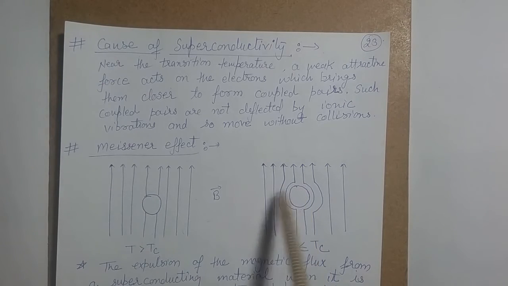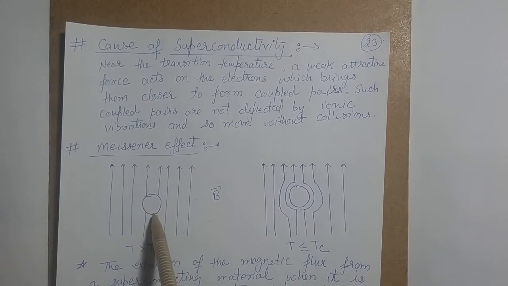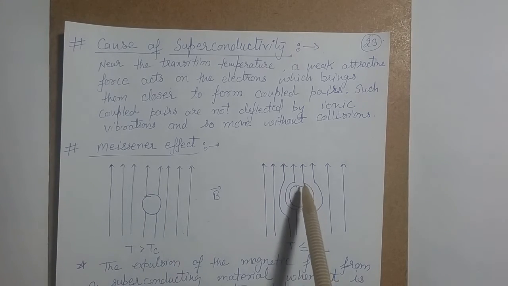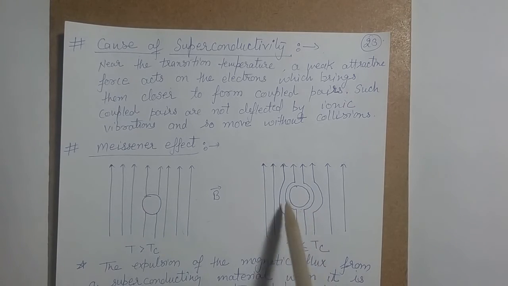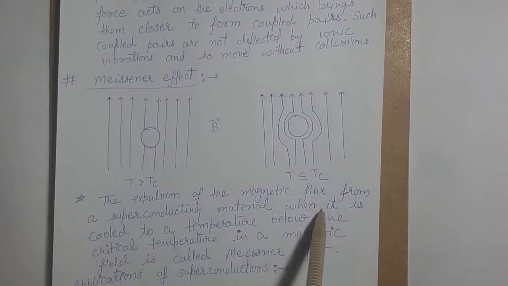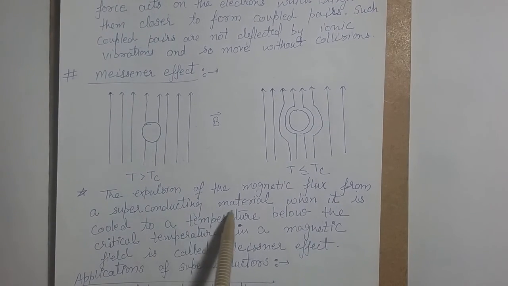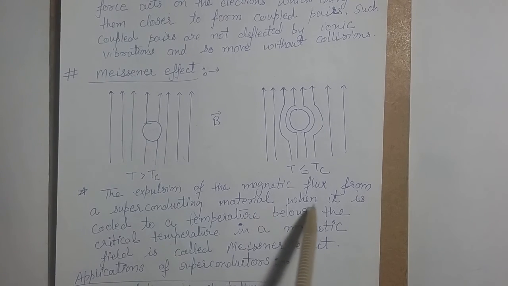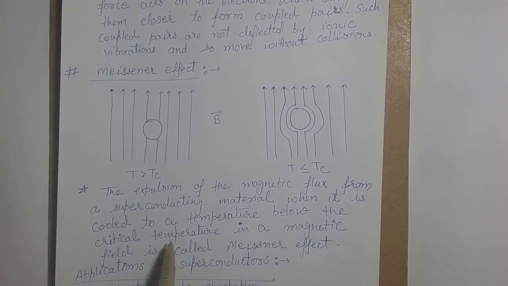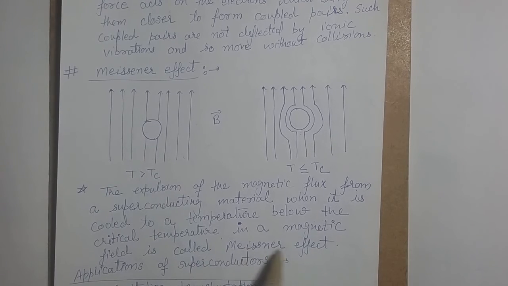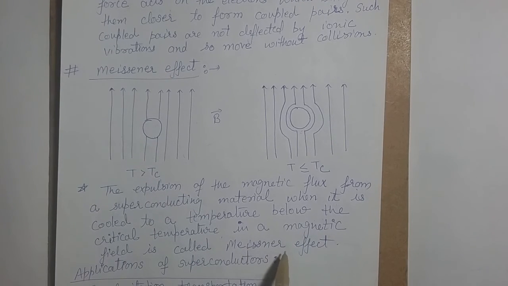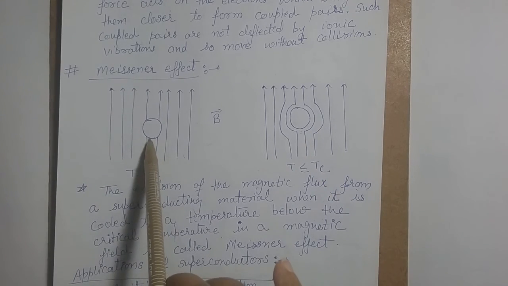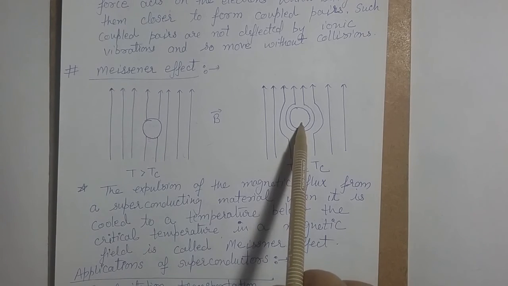The magnetic field lines are not crossing this particular metal like in the previous case, and they are being curved like this, bulged out through this conductor. So this expulsion of the magnetic flux from the superconductor, when it is cooled below the critical temperature in a magnetic field, is known as the Meissner effect. So through this Meissner effect, we are obtaining this given conductor as a superconductor.